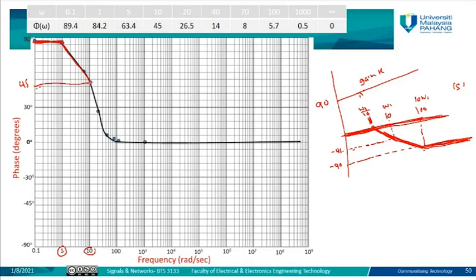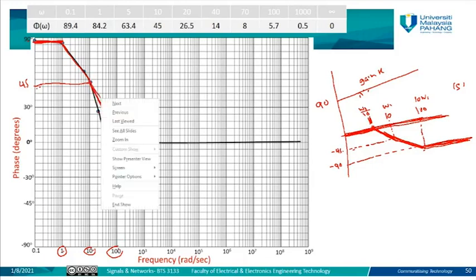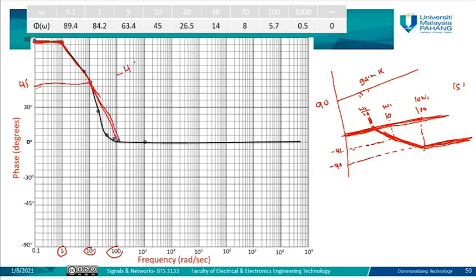Okay. After this point, which is 10, I have another change point, which is the 100 point. This 100 point will continue with the same slope because there is no more change. It just continues with the same slope until the 100 here, with the same slope of negative 45 degree per decade. Okay.